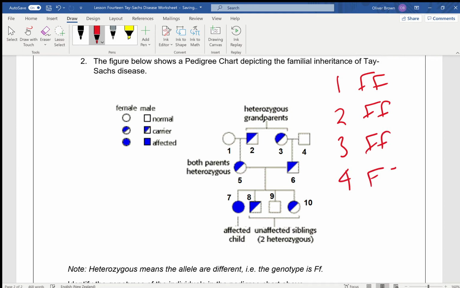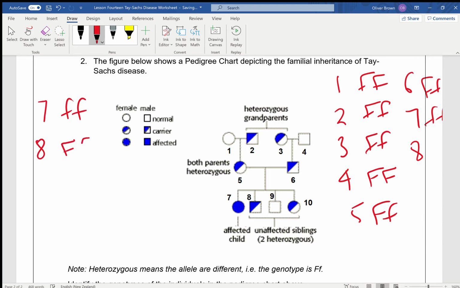4, big F, big F. 5, big F, little f. 6, big F, little f. 7, little f, little f. They're affected. Oh, that's gone off the page. I'll put 7 over here. 7, little f, little f. 8, big F, little f. 9, big F, big F. 10, big F, little f. Okay, so those are the answers.